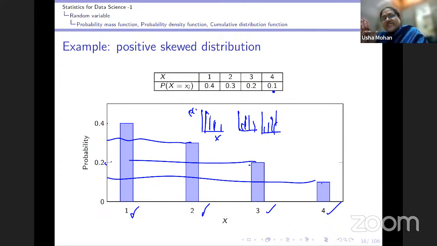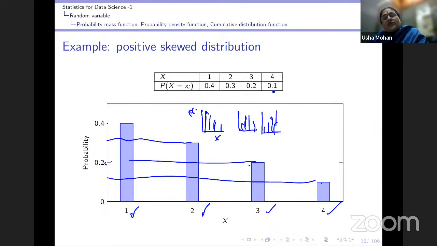Skewness is to one side. It could be left skewed or right skewed; in other words, positive skewed or negative skewed. At this point, please remember that. An indication of the shape of the distribution is given by the probability mass function.